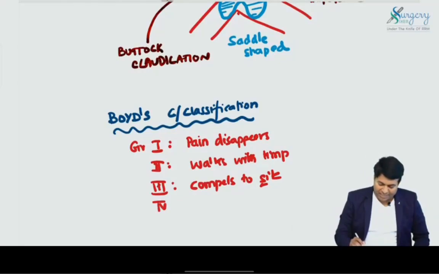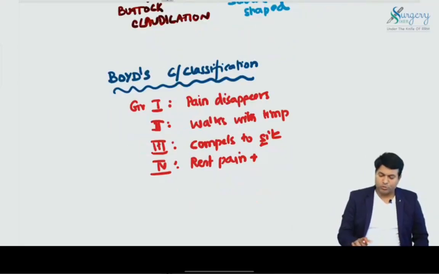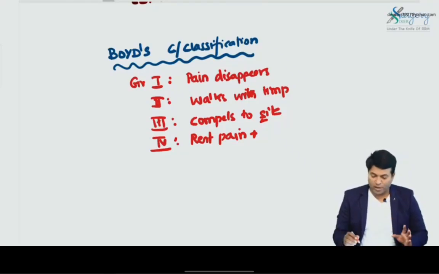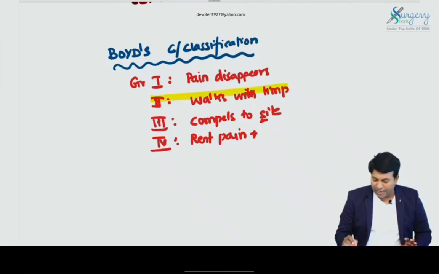Grade 4 is when the patient is having rest pain. Simply sitting itself is painful. Rest pain present. So this is Boyd's classification of claudication pain. This is a repeat question: Boyd's classification of claudication pain. Who walks with a limp? Please don't forget, grade 2 walks with a limp. With a painful limp he walks.